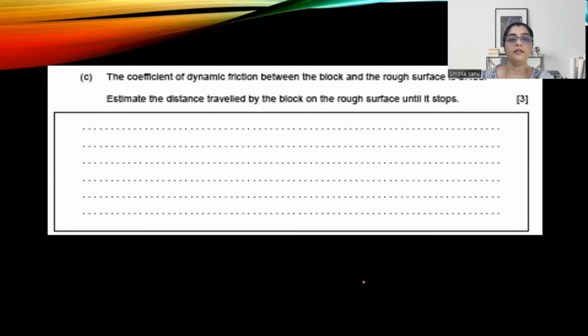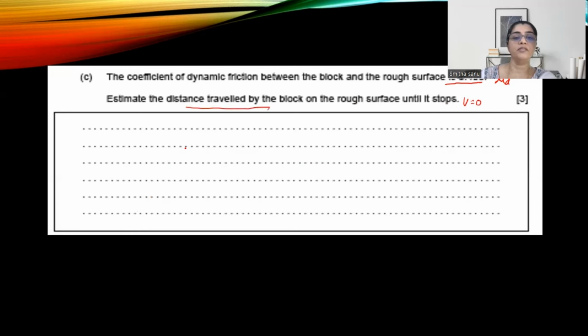Next, the coefficient of dynamic friction between the block and the rough surface is 0.4. Estimate the distance traveled by the block on the rough surface until it stops. So we can see that coefficient of friction mu d is given to you. Final velocity is 0. We have to calculate the distance s.